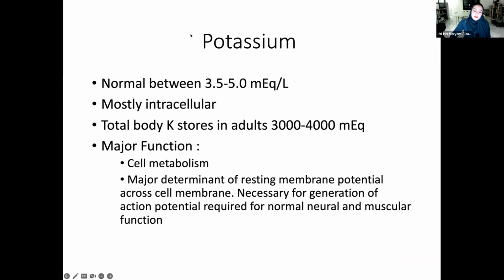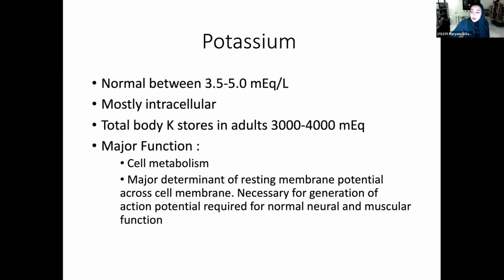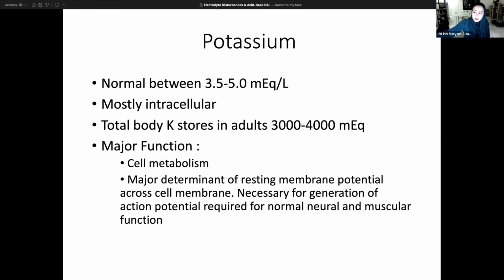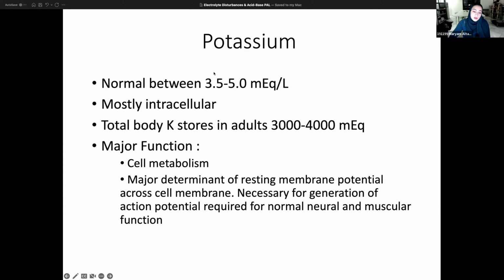Okay, we're going to move on to potassium disorders. So first of all, normal value. Remember, before we do anything, potassium is higher intracellular than it is extracellular. Remember the first year type picture that I added in the beginning? And so in the serum, its normal range is going to be between 3.5 and 5.